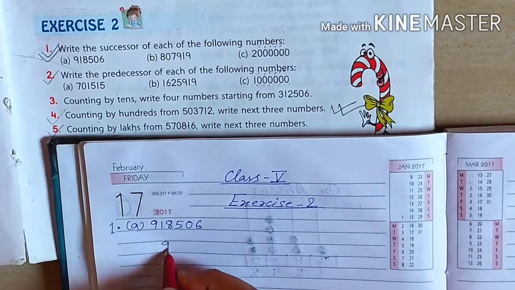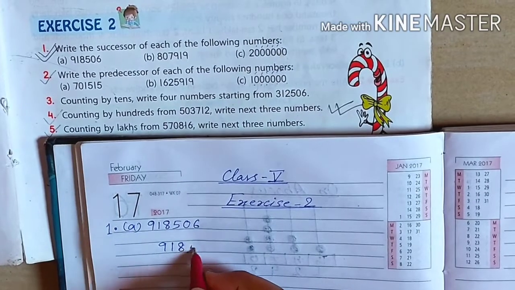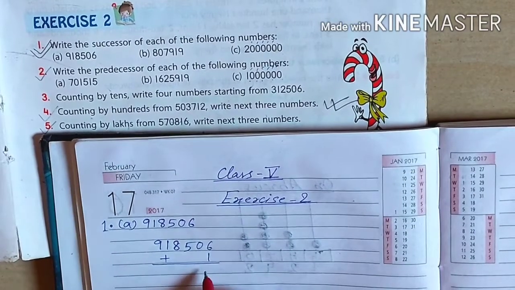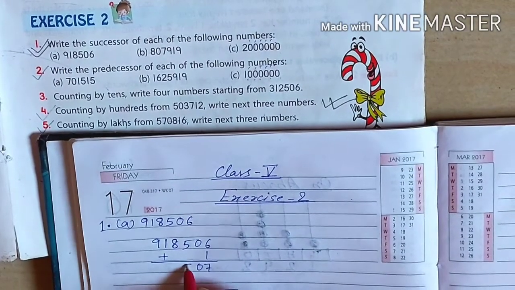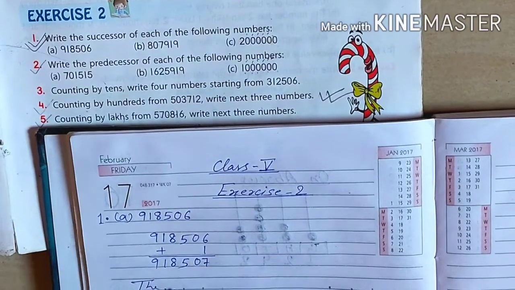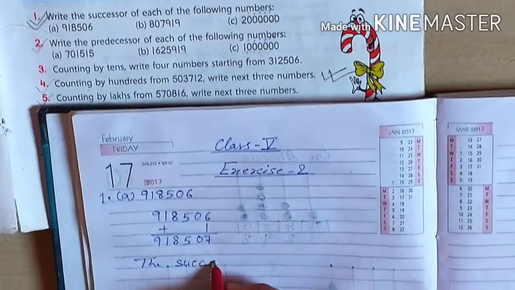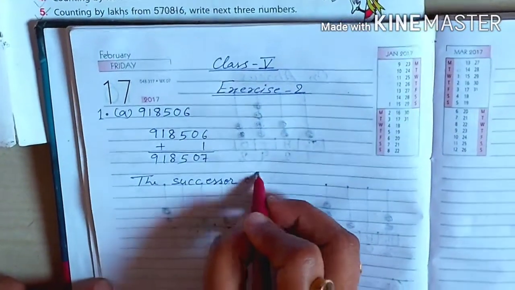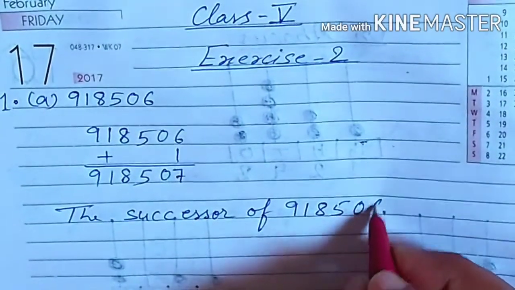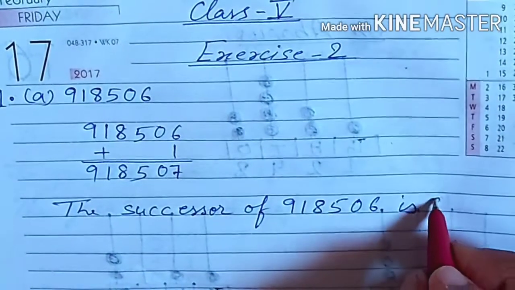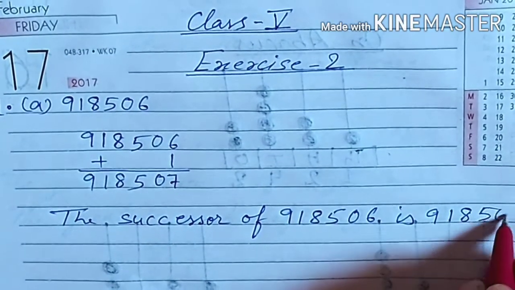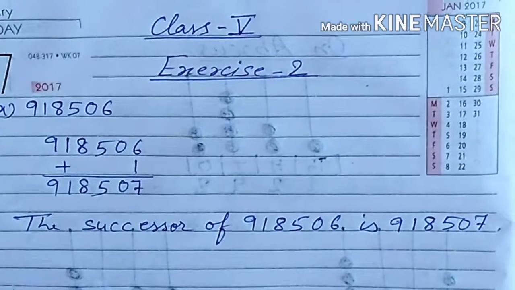So, this number, when we plus 1 to this, what do we get? The successor of 918506 is 918507.